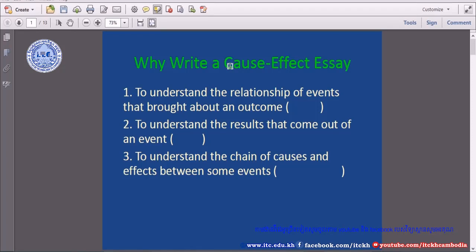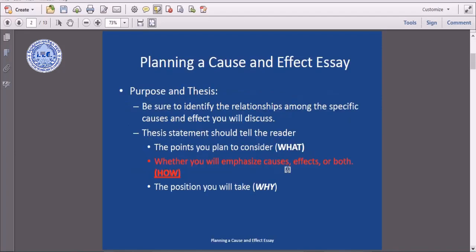Again, I asked you a lot of questions, such as what is a cause, what is an effect, what is a cause and effect essay, right? So here is the question: why write a cause and effect essay? Number one is to understand the relationships of events that brought about an outcome of something. Number two, to understand the results that come out of an event. Number three, to understand the chains of causes and effects between some events. So here is why we write cause and effect essays. We go to the next.